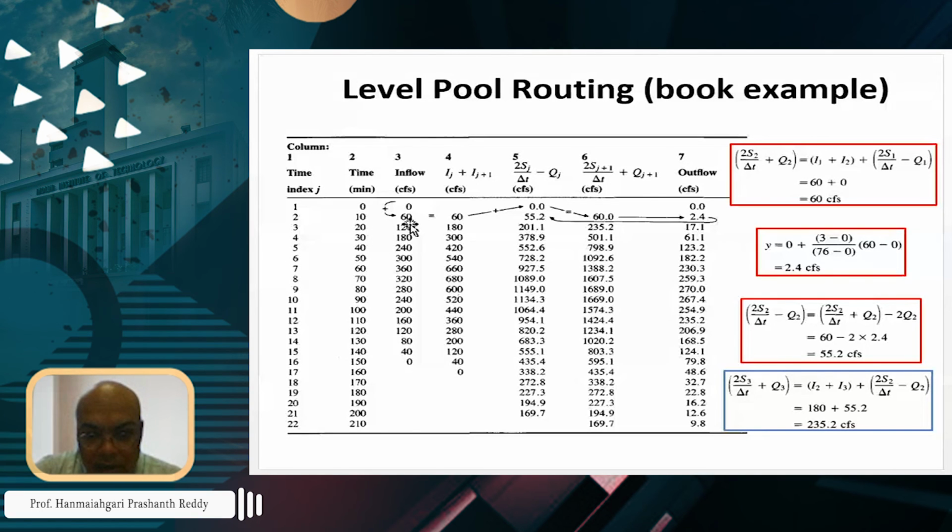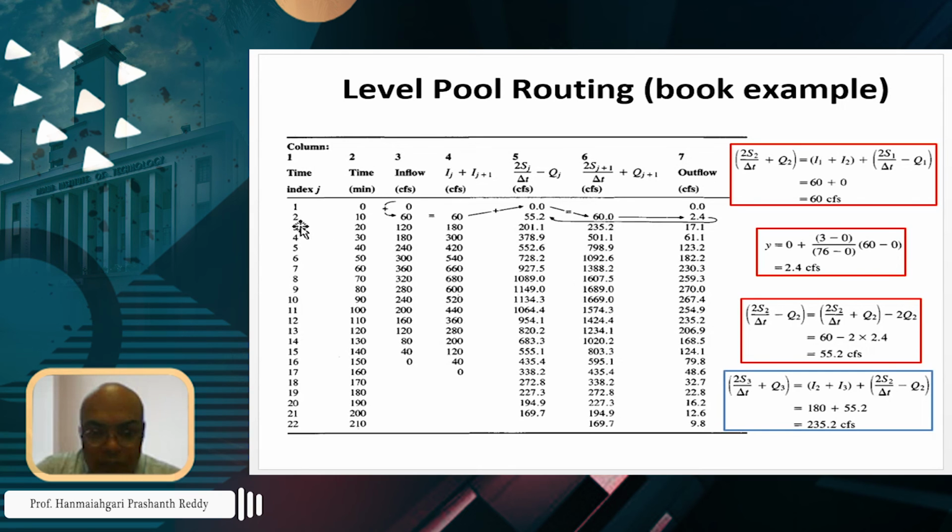First, at the 0th time there is no outflow from the reservoir, because there is no water at the 0th time. So the outflow is 0, and the storage is also 0. So 2Sj by delta T minus Qj also becomes 0.